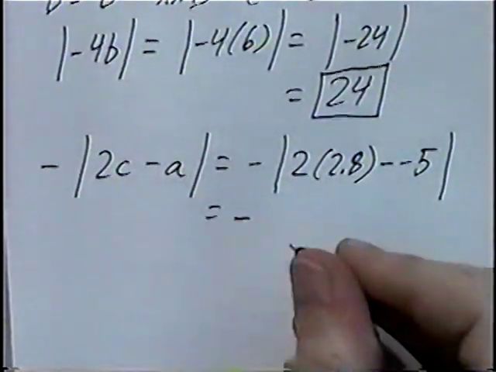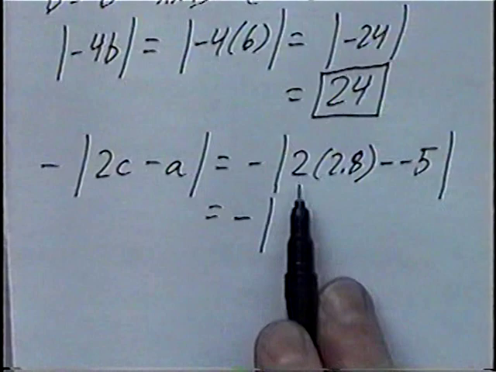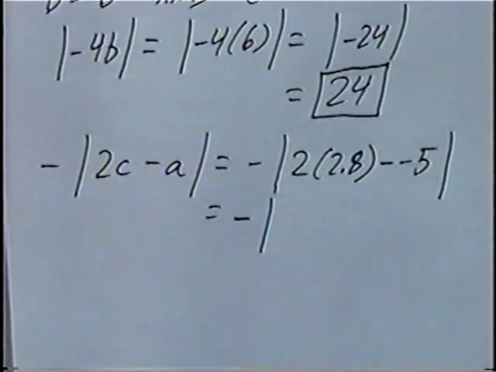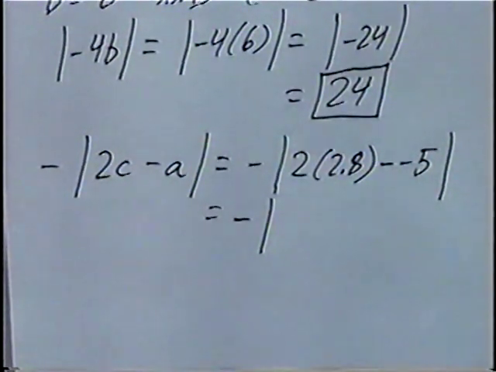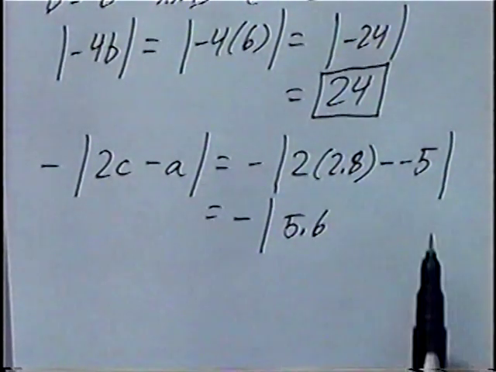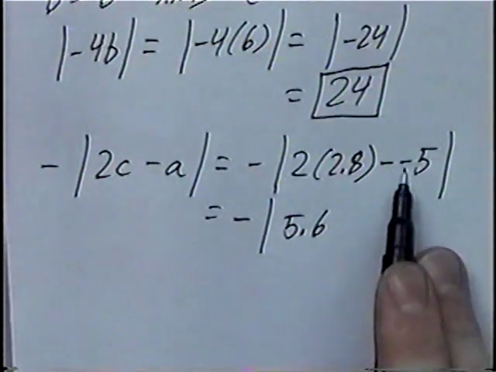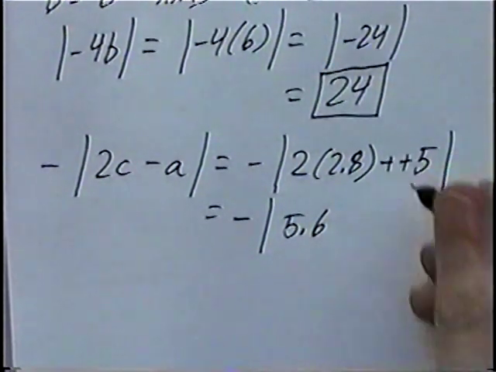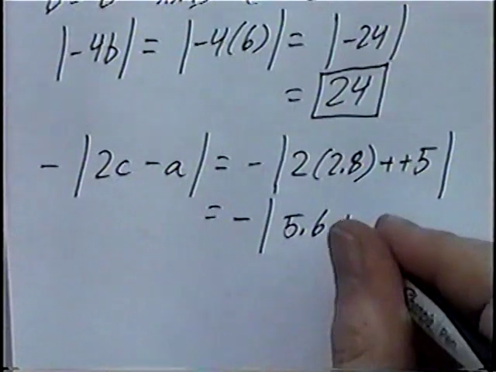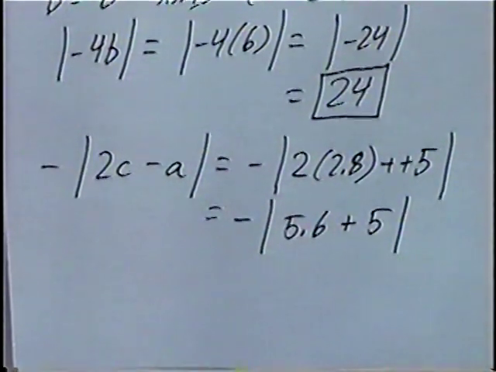Solving again, the negative outside the absolute value stays the same. Multiplying 2 times 2.8 would be 5.6. Minus a -5. Anytime you have minus minus, we can change that to two positives or plus plus. So it would change to 5.6 plus 5.